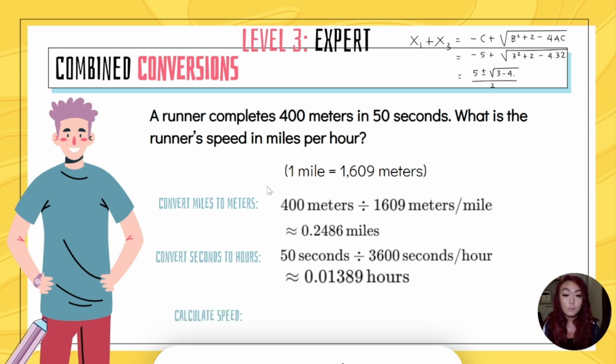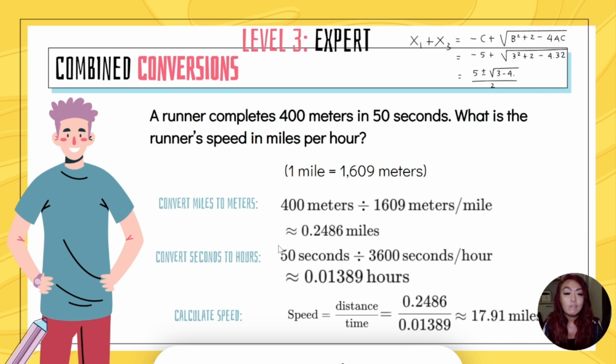To calculate the speed, it's distance over time, right? So we'll take our two values that we just found and divide them. We'll put 0.2486 over 0.01389, and we get approximately 17.91 miles per hour.